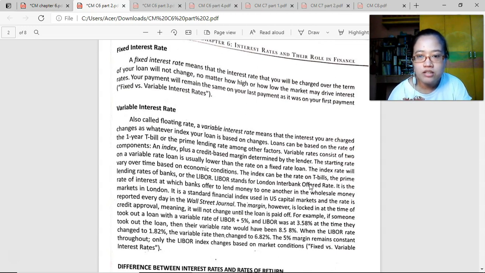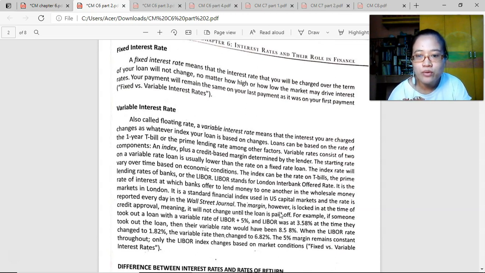The index rate will vary over time based on economic conditions. The index can be the rate on T-bills, the prime lending rates of banks, or the LIBOR. LIBOR stands for London Interbank Offered Rate. It is the rate of interest at which banks offer to lend money to one another, okay, in the wholesale money markets in London. It is a standard financial index used in the U.S. capital markets, and the rate is reported every day in the Wall Street Journal.